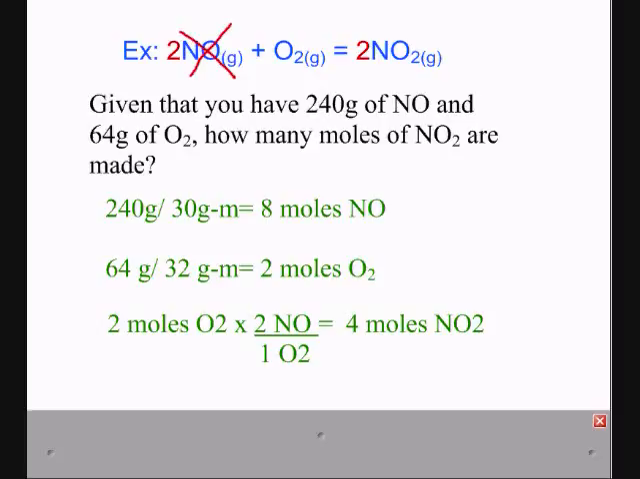Okay, so that's Stoichiometry Part 1. Next time, we'll put an additional step in there, and we'll talk about how to solve this using dimensional analysis.